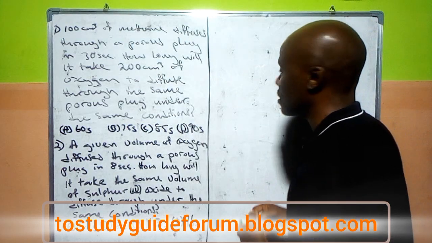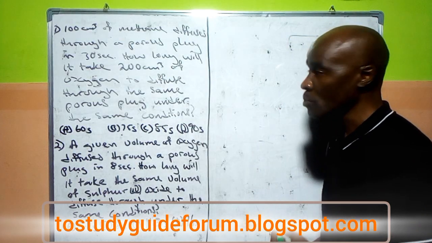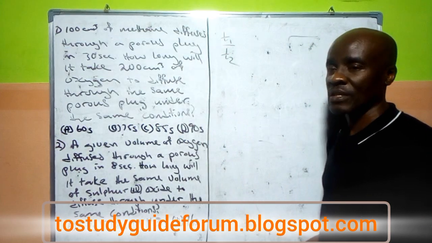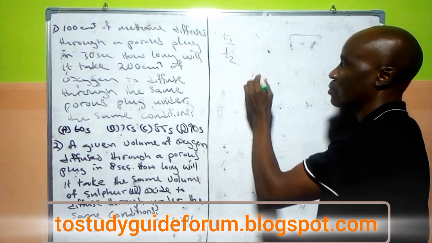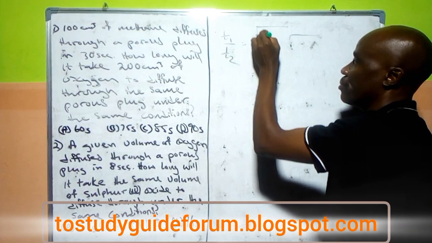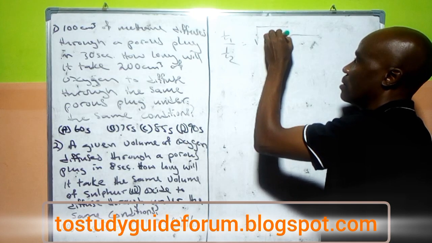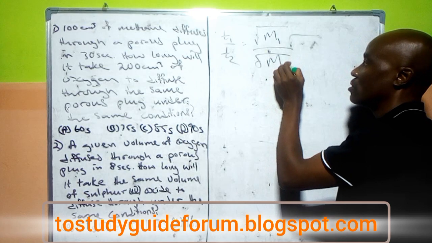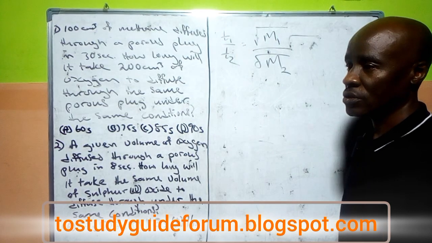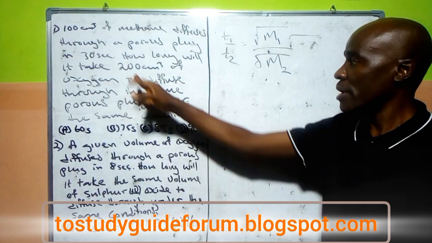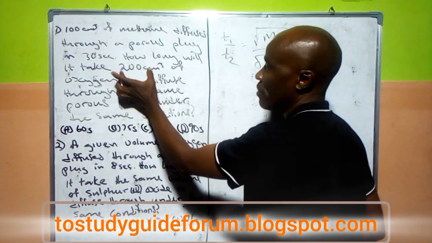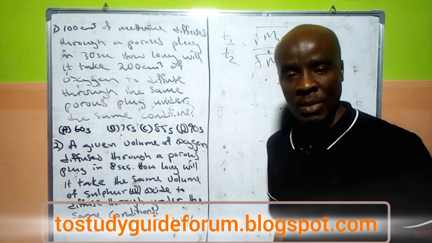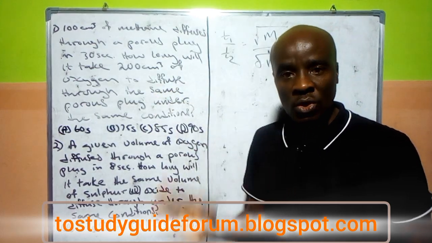If we are comparing two gases, the time for diffusion of the first gas we can say is T1, and the second gas is T2. That means what we have here will look like this: T1 over T2 equals the square root of the relative molecular mass of the first gas over the square root of the relative molecular mass of the second. But now we need to consider the volume: 200 cm cube of oxygen. The time it will take 200 cm cube of oxygen.